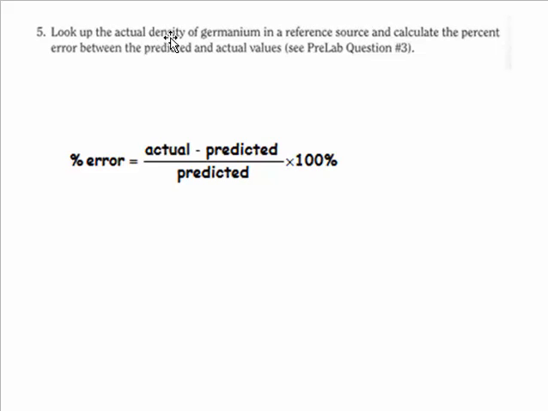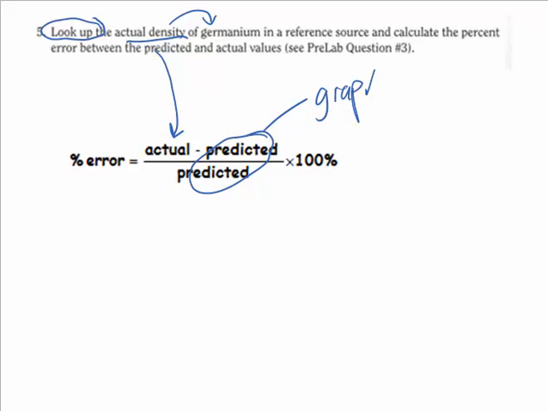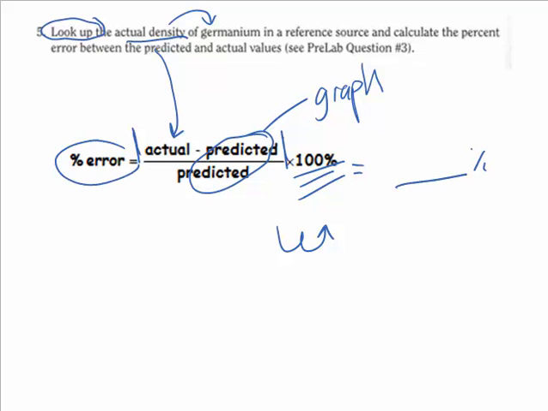Number 5. Look up the actual density of germanium in a reference source and calculate the percent error between the predicted and actual values. Once you look up the value on the internet for the density of germanium, you put that value right there, because that would be the actual. These two predicted values are coming from your graph. Remember, there should be an absolute value sign at the top, so you always get a positive answer. Then you should always multiply by 100, which means move the decimal place 2 places to the right. And then you get your answer, which is a percentage, because you're solving for a percent error.